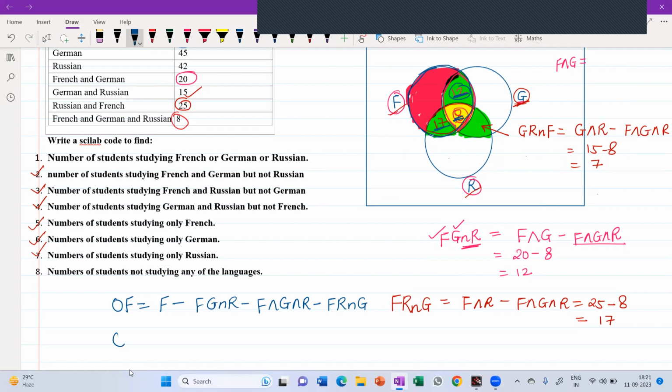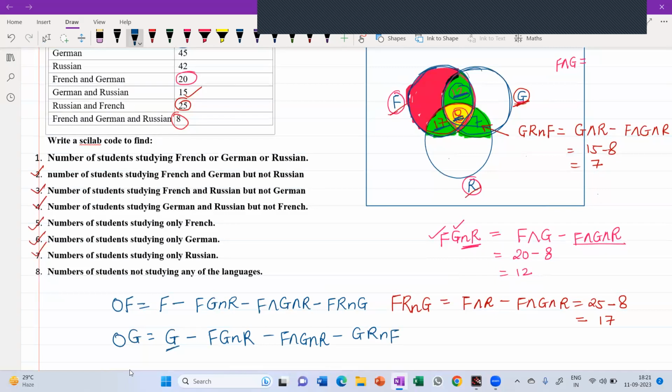Similarly, you can write the formula for only German. For only German, we want students who have taken only German. So German minus the students who have taken other languages. In the German circle, there are students who have taken French, students who have taken Russian, and students who have taken French and Russian both. Those students I do not want, so I'll be subtracting them for German. So G minus (F and G) minus (G and R) minus (G, R and F).